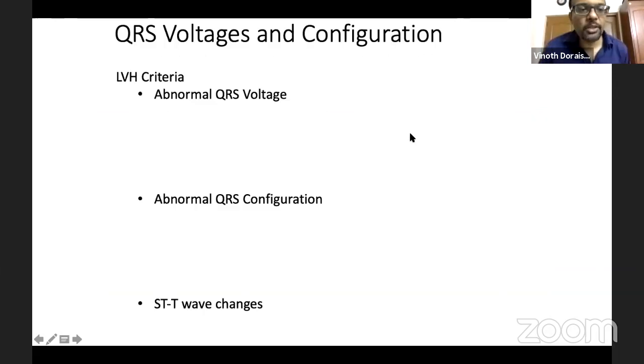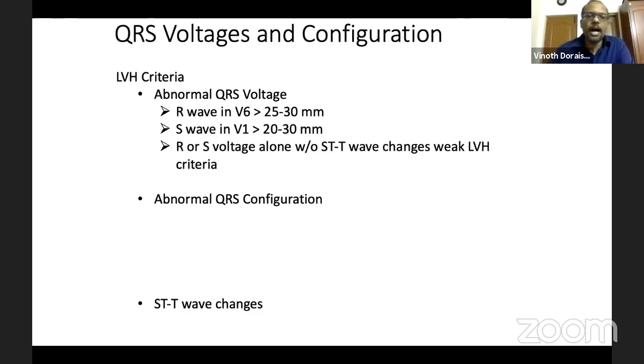Okay. So coming to the left ventricular hypertrophy. The left ventricular hypertrophy criteria are somewhat similar for the children and for the adults. Basically a tall R wave in V6 or a deep S wave in V1. So R waves in V6 more than 25 to 30 or S waves in V1 more than 20 to 30 millimeter. And it's important to know that if a tall R wave is present in V6 without a tall R wave in V5, it is less specific for the left ventricular hypertrophy because V5 is the one which is over the left ventricular apex.